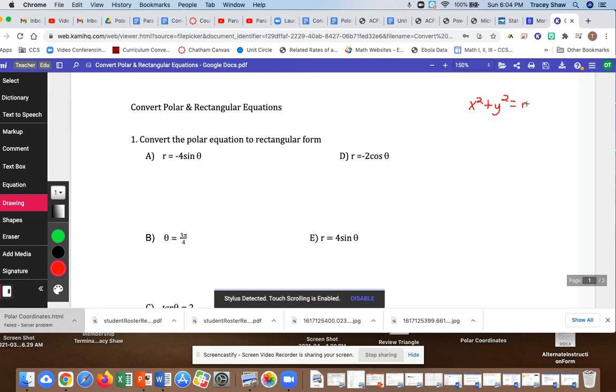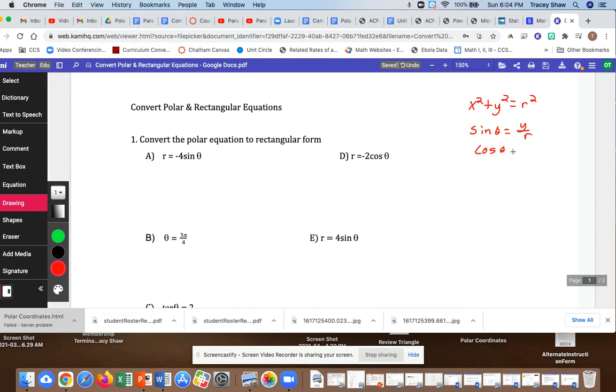And it's really helpful if you'll write these down when you're working on conversions. We know that sine of theta is y over r, cosine of theta is x over r, and tangent of theta is y over x. If we are going to convert polar to rectangular, we want to get rid of r and theta, and we want an x and a y, or just an x or just a y. But we definitely want to eliminate the r and the theta in the problem.